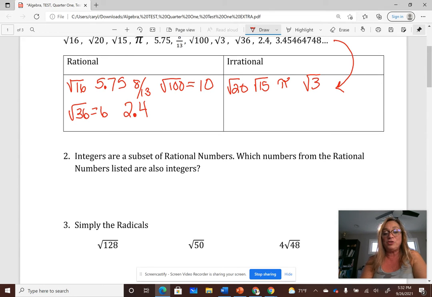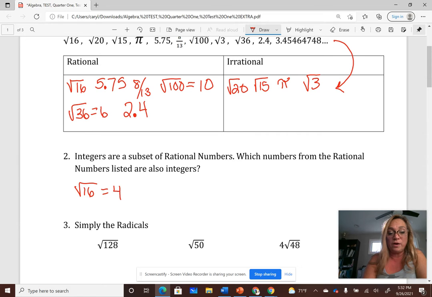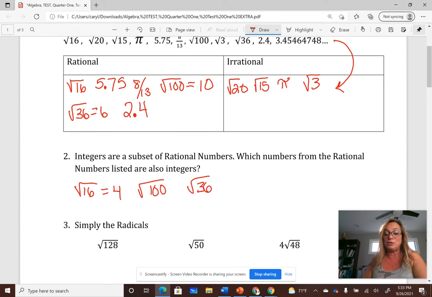Okay. Integers are a subset of rational numbers. Which numbers from the rational numbers listed are also integers? So the square root of 16 would be an integer because that's equal to 4, and 4 is an integer. Tenths, hundredths, 75 hundredths, not an integer. Integers are all the whole numbers and their opposites. So 8 over 13 or 8 thirteenths, not whole, not an integer. Square root of 100, that's an integer because 10 is whole. Square root of 36, that's an integer because 6 is whole.